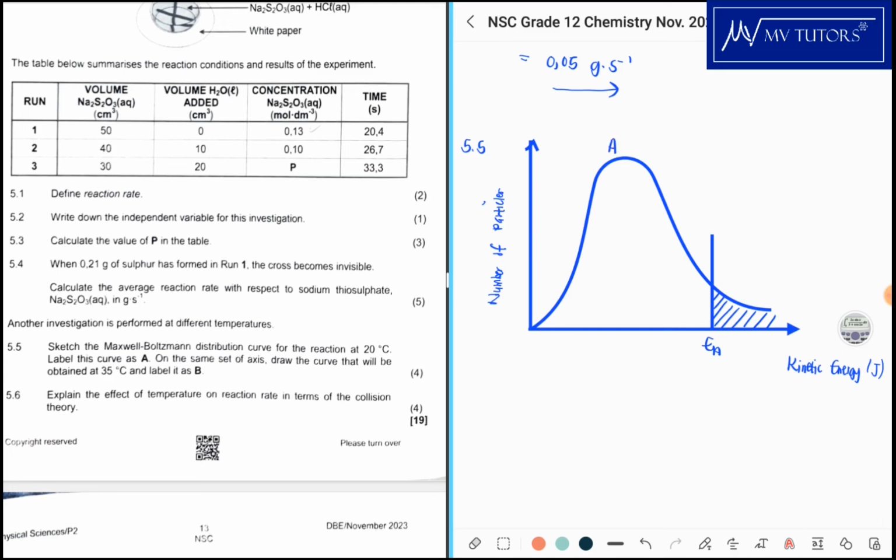As they said, we should label it. Now, A is at 20 degrees, right? B is at 35 degrees. So basically what happens when we increase the temperature? All right, so your graph for B, let me choose a different color. Your graph for B, still starting over there, it will be flatter.